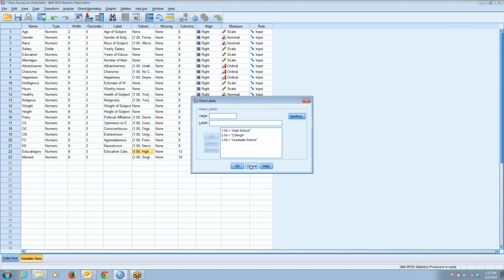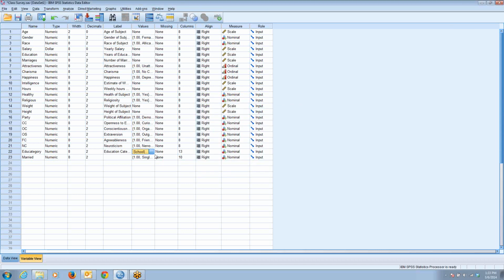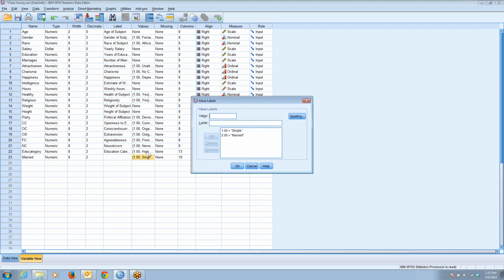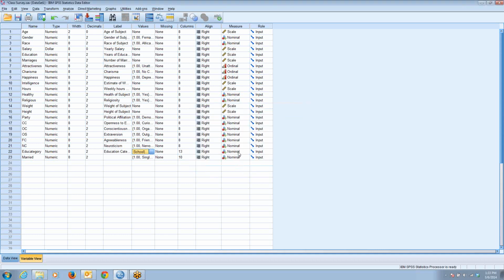education category is actually ordinal, but we'll leave it as nominal. The reason I say this is ordinal is that if you graduate from high school, if you graduate from college, you must have graduated from high school and so on. So this is not just a name, but it's also an order. So, okay, I actually will make that right.